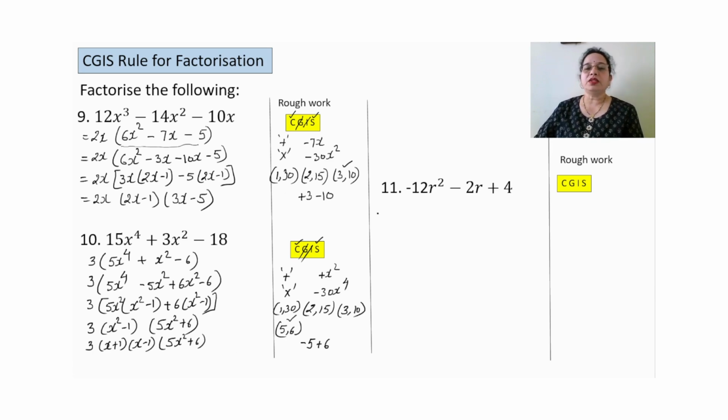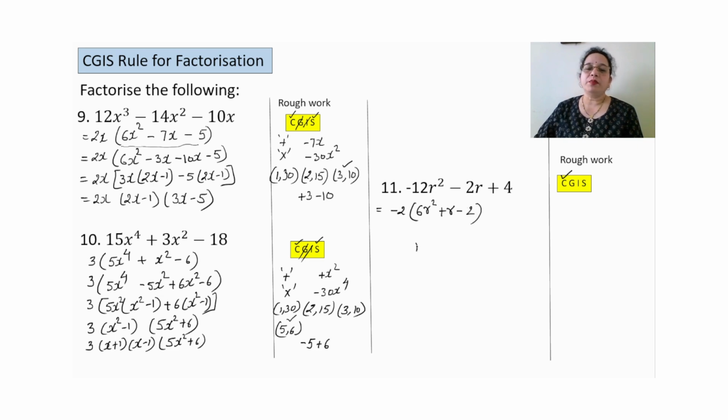Come for the 11th sum. Now here also you can take common, and try to make your first term positive. So here we will take common as minus 2. So what is left inside the bracket? 2 6s are 12. So r square minus, already we have taken common, so this will become plus r, and this sign will get changed, so this will become minus 2.